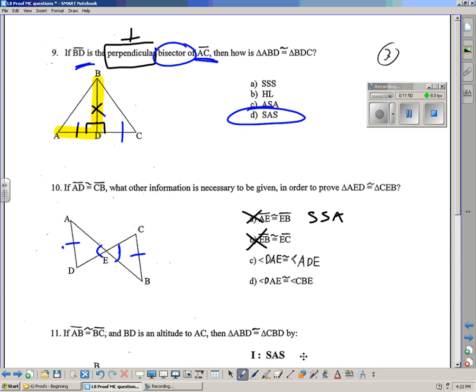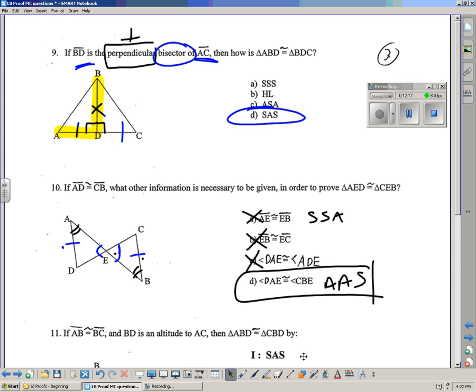Next choice, angle DAE, swoosh it up, is congruent to angle ADE. Oh, double swoosh, really. That doesn't work either because that's in the same triangle. And so one more, angle DAE, swoosh, double swoosh, congruent to angle CBE, double swoosh. These triangles would be congruent by angle, angle, side. So that does work. Choice 4 is correct.